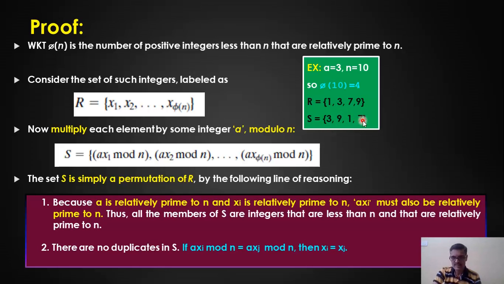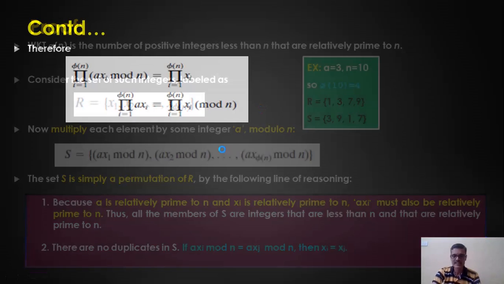3, 9, 1, 7 are the same numbers but with a different permutation that I am getting here, right? That means if a xi mod n is a xj mod n, then xi should be equal to xj. Fine. Now, using this, I consider R and S again. I will multiply all the elements of this, and I will multiply all the elements of this. The answer should be the same, right? I reduce it by n again.